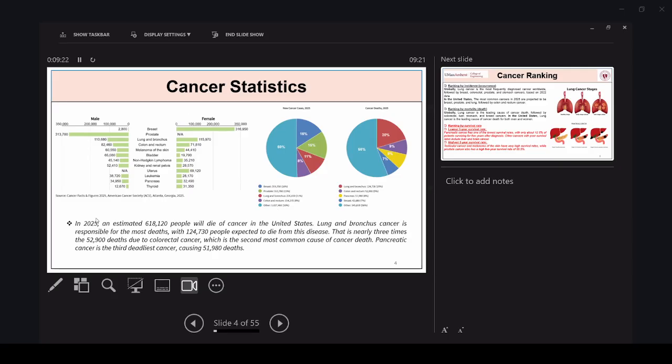On these statistics, you can see different types of cancers like breast cancer, prostate cancer, and lung and bronchus cancer. For females, breast cancer is the number one cancer commonly occurring in women all over the world. Skin cancer, bladder, kidney, what not? There are 100 different types of cancers. The next slide will be the ranking of cancer based on its incidence, mortality, or survival rate.